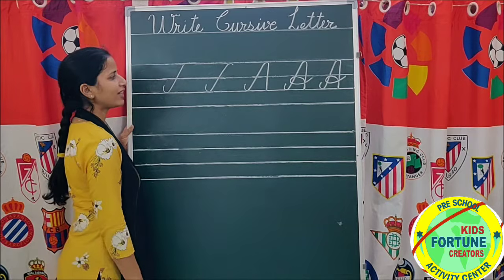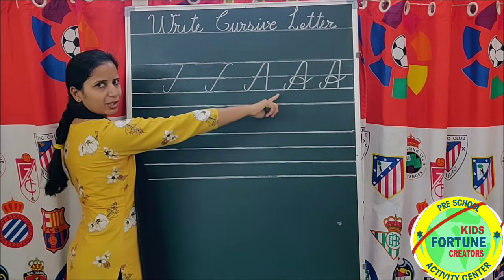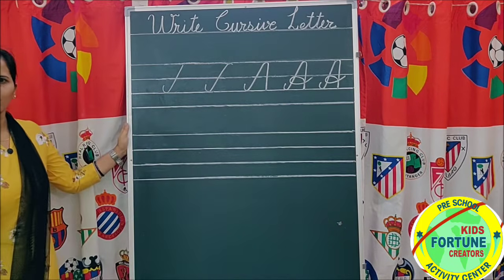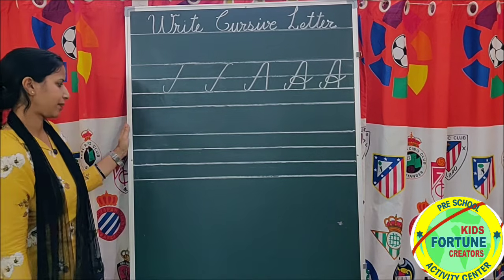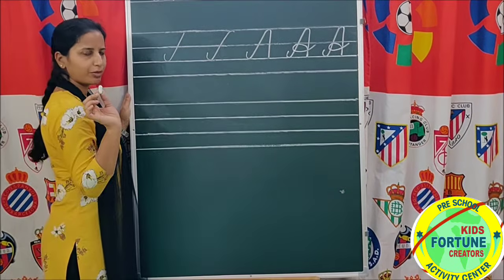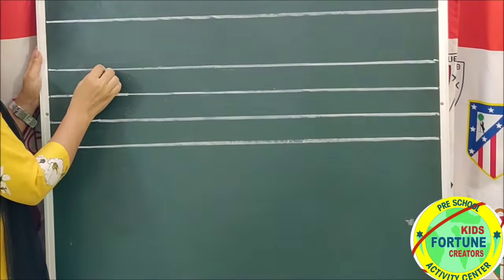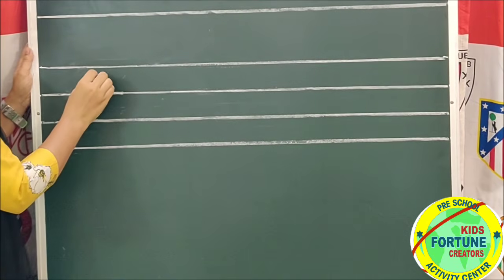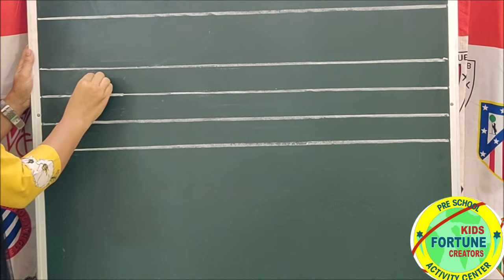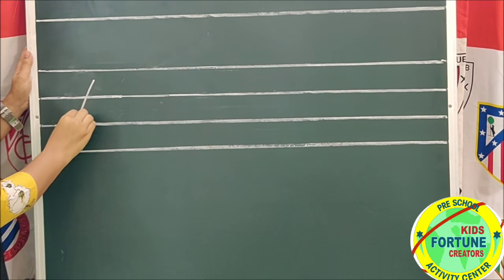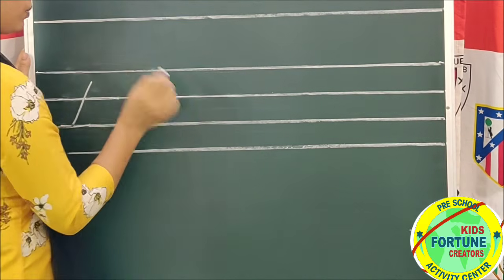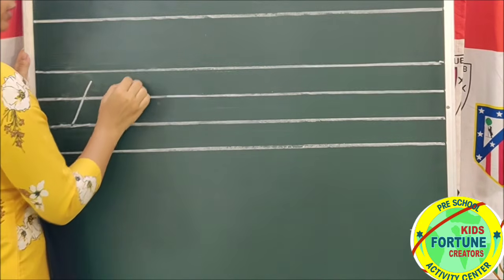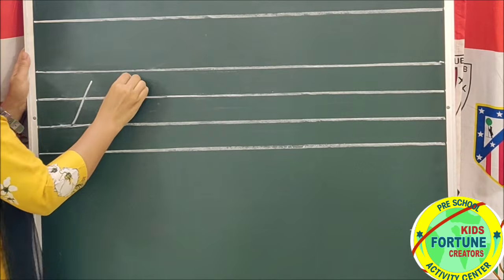Okay children, is everyone clear how to write capital cursive A? Now we learn how to write capital cursive B. I explain it step by step. Put your pencil point in the center of the first and second line. Come down with a slant line. This is first step.